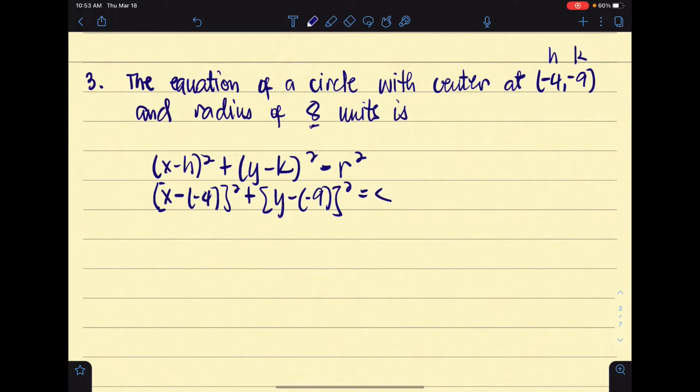So it's 8 squared. Okay, simplifying the equation, we have double negative. Remember, when we have double negative, it becomes positive. So we have (x + 4) squared plus (y + 9) squared. And 8 squared is 8 times 8. We have 64. And we have now the standard form of the equation of a circle. Again, standard form.